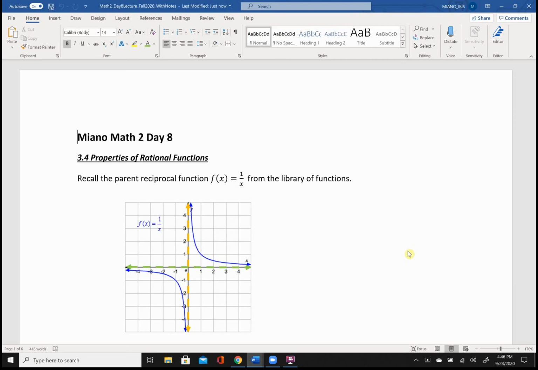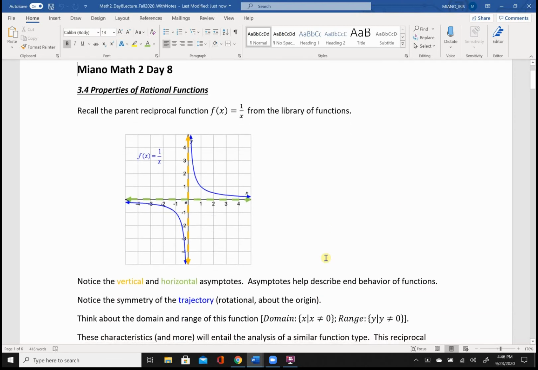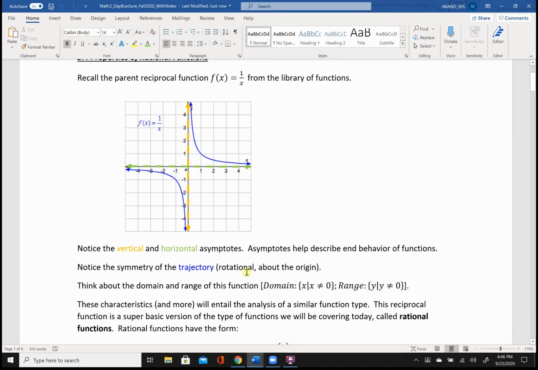Now, before we get into any of those details, I want to reintroduce you to the reciprocal function, which is a super basic version of the rational functions that we'll be getting deep into today. This is a function of the type 1 over x. Notice that the blue trajectories have this rotational symmetry that we've seen with all odd functions. In fact, the reciprocal function is an odd function, and it also has these places where it doesn't happen to cross, and it dictates a lot of the end behavior, and these things are called asymptotes.